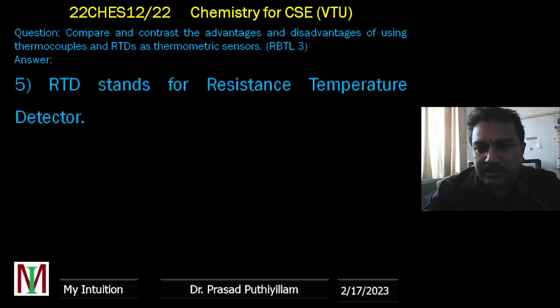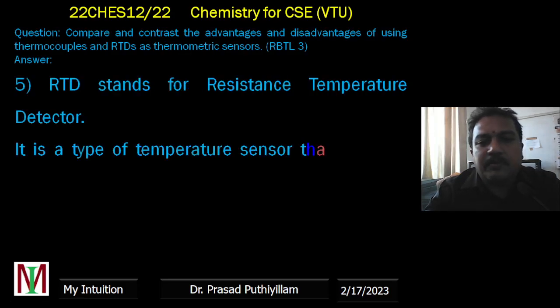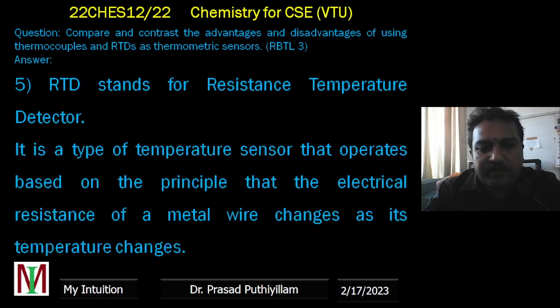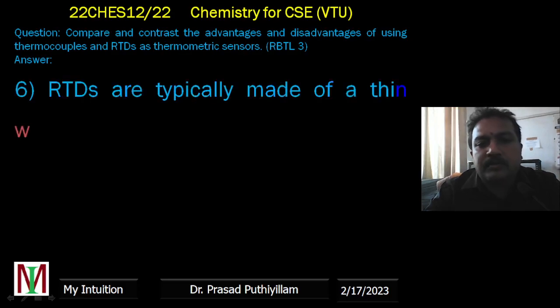RTD stands for resistance temperature detector. It is a type of temperature sensor that operates based on the principle that the electrical resistance of a metal wire changes as its temperature changes. When there is a change in temperature, there will be a resistance change in the metal wire. That resistance change is measured, and it is correlated to temperature.